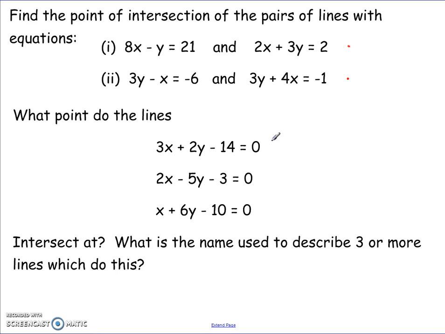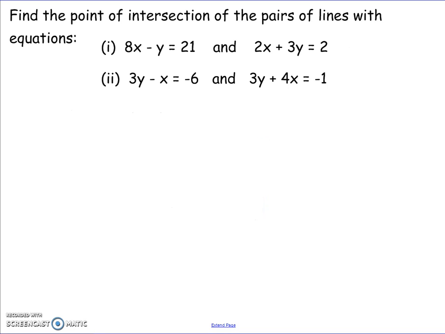And then in the second question, I've given you three lines and I want to know what point they intersect at, and I also want to know the name which is used to describe three or more lines which do this and intersect at the same point. So let's have a crack at these. Find the points of intersection of the pairs of lines with the equations there and there. So let's do the first one.